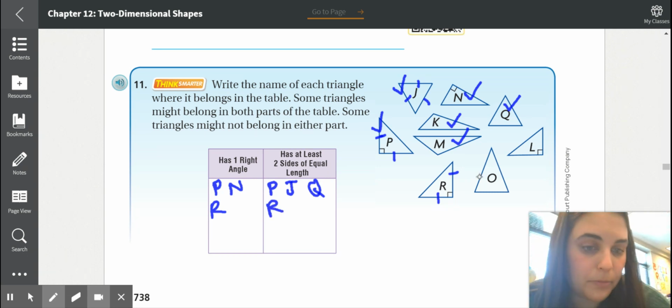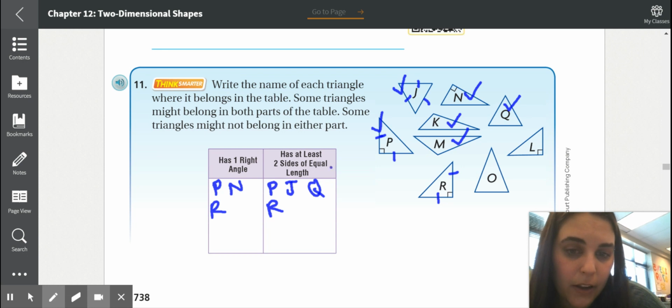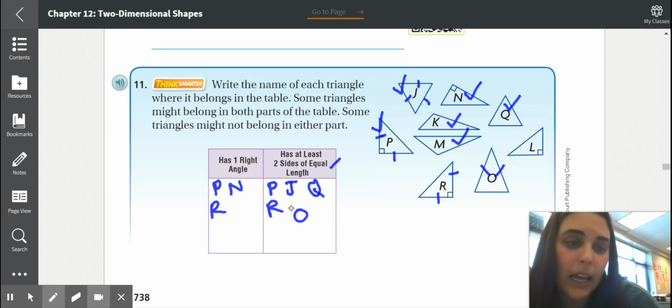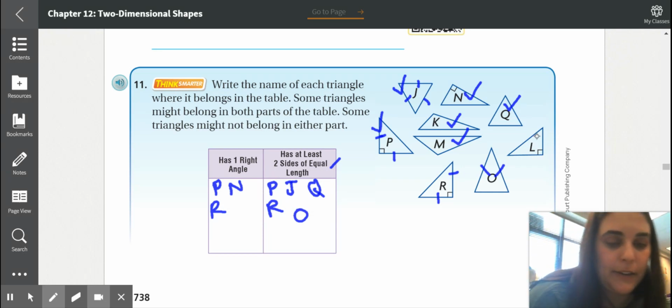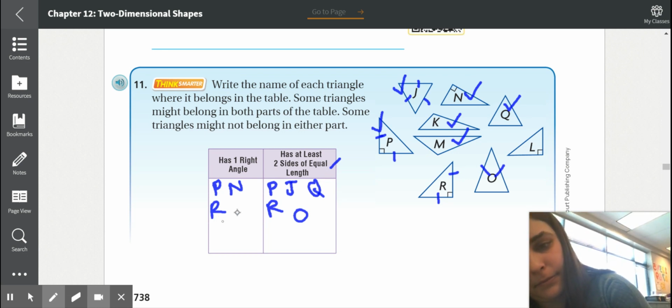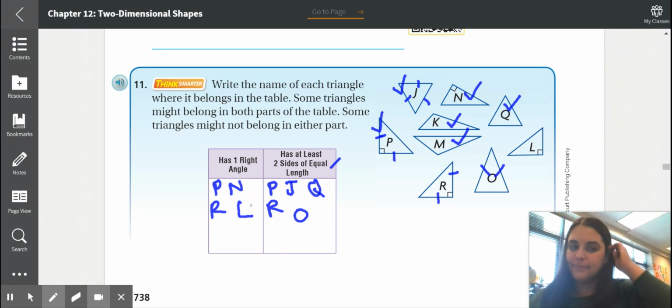Okay, triangle O. Does triangle O have any right angles? No. Does it have any sides that are of equal length? Yes, that side and that side. Okay, last one. L. Does triangle L have any right angles? Yes. Does it have any sides of equal length? No. All right.